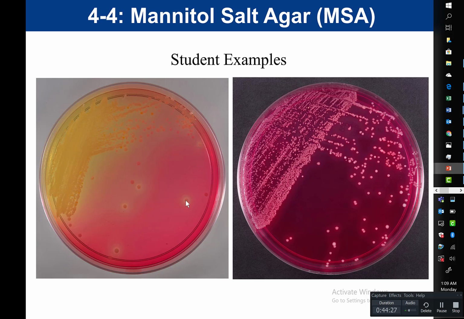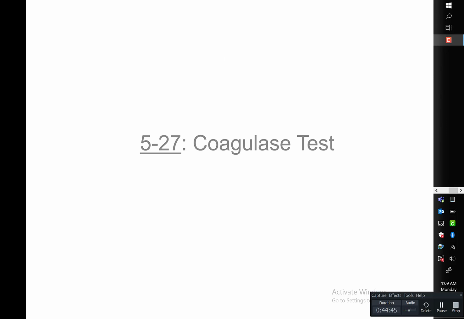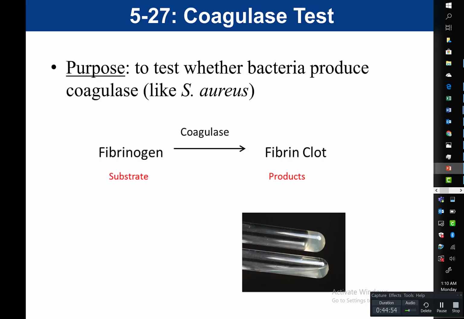This is only presumptive. We would need to take it a step further to confirm if, in fact, it is Staph aureus. And so that's going to be the second half of this, talking about our confirmatory test, which is going to be our coagulase test. And so the last part of this video is looking at activity 5-27, which is going to be our coagulase test.